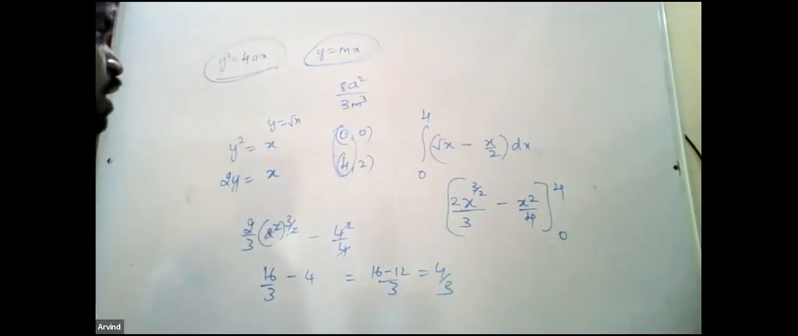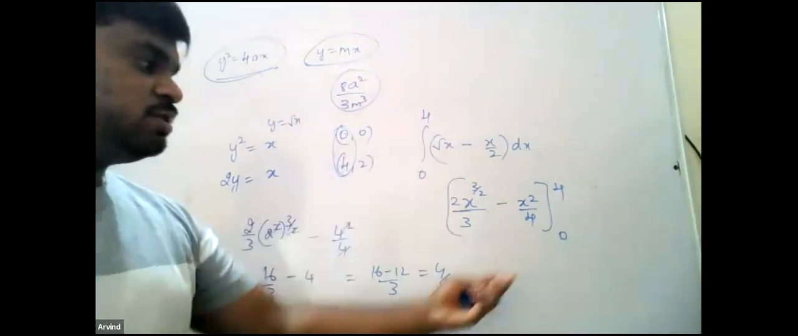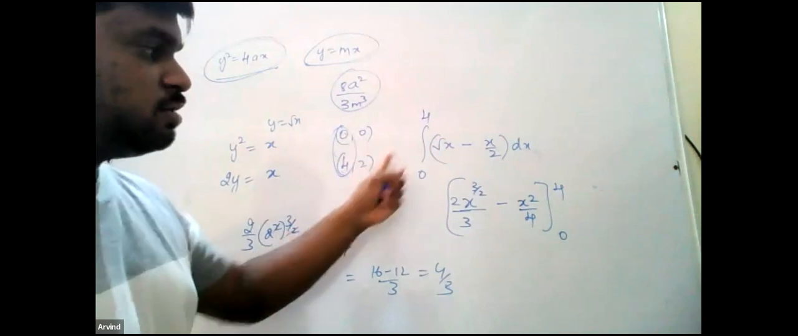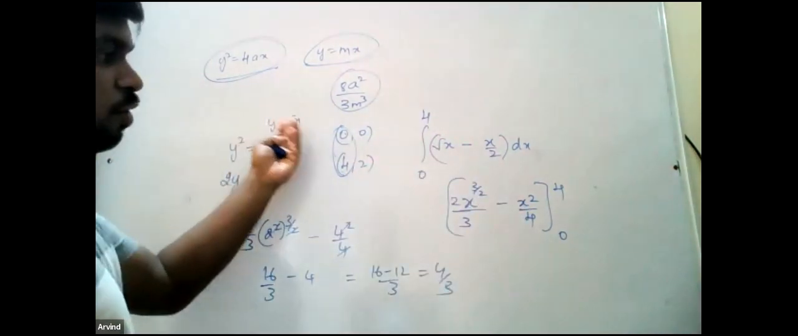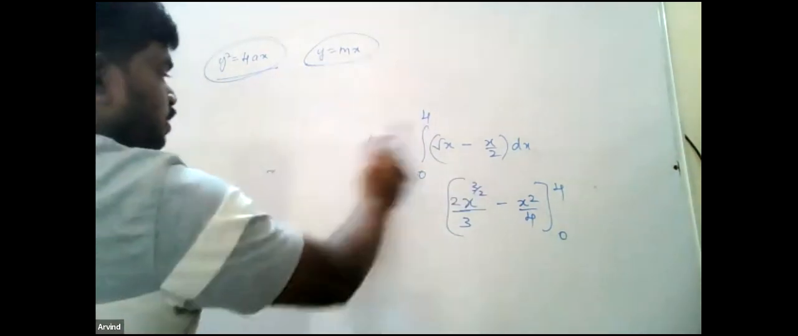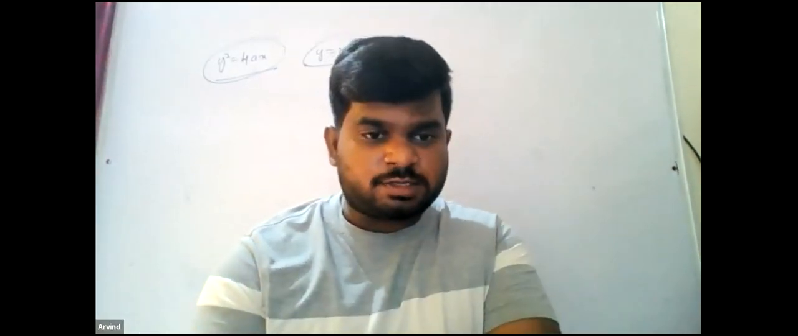If you remember this formula, within fractions of a second you will get the answer. Otherwise, you have to go with the normal steps, that is finding the intersecting points, then integrating it. Anything is fine. If you remember it, do it. If you don't remember, this is how you do it. Okay, let's go to the next question.